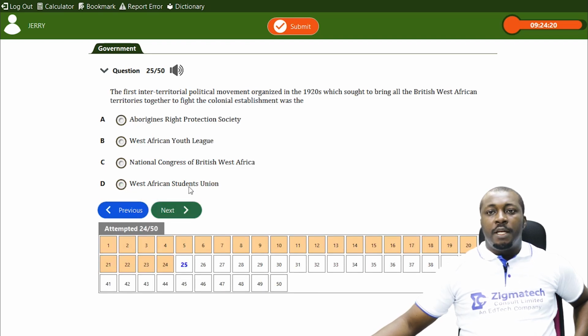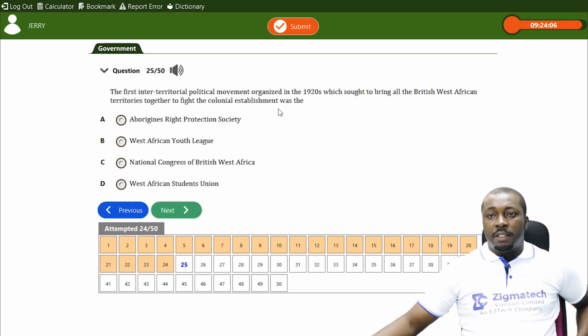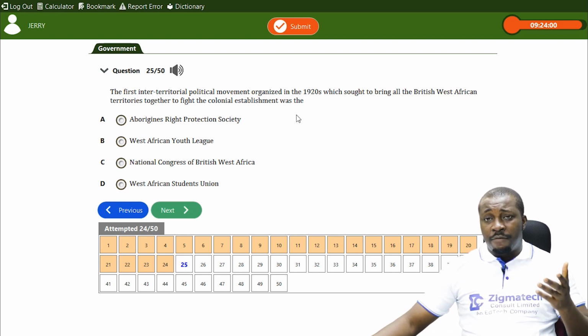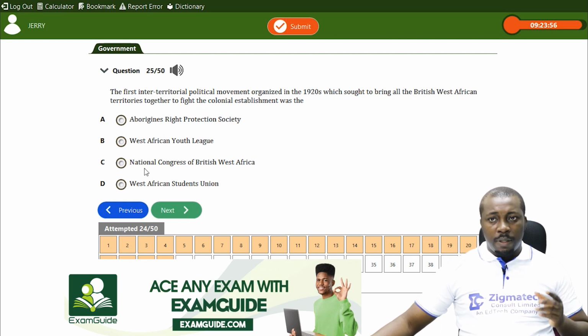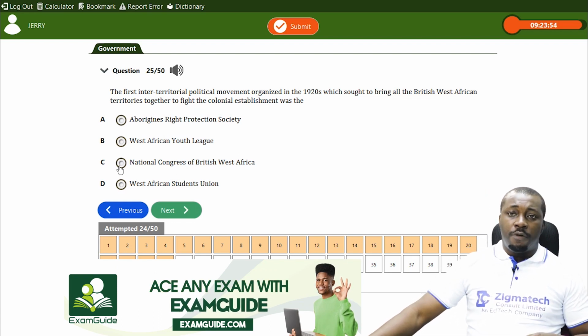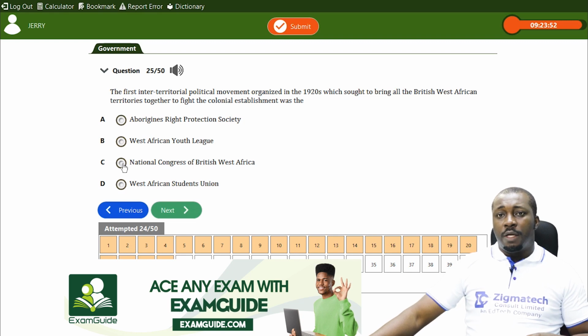Then the first interterritorial political movement organized in the 1920s, which sought to bring all the British West Africa territories together to fight the colonial establishment, was of course the National Congress of British West Africa that was formed by H.O. Davis. So it's C.